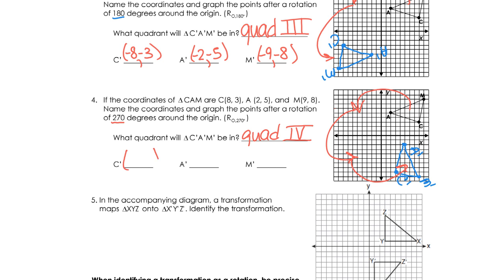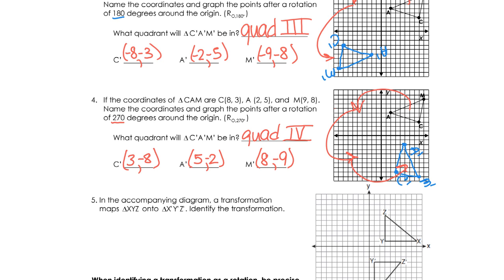Okay. All right, so we're going to state our coordinates. Our C prime is now located at (3, -8). A prime is now located at (5, -2), and M prime is now located at (8, -9). And there they are.